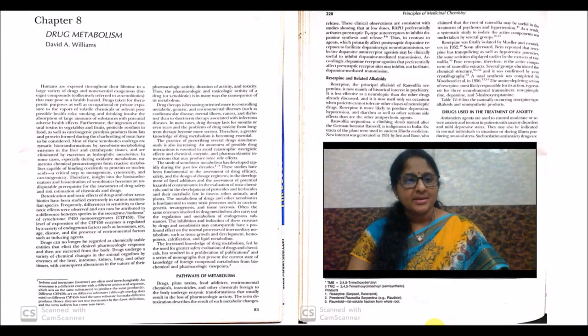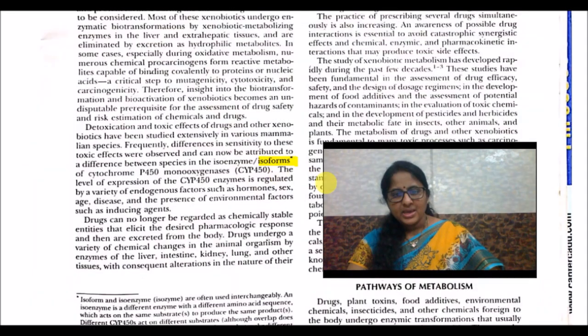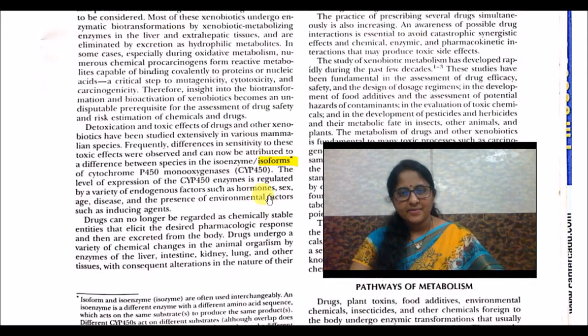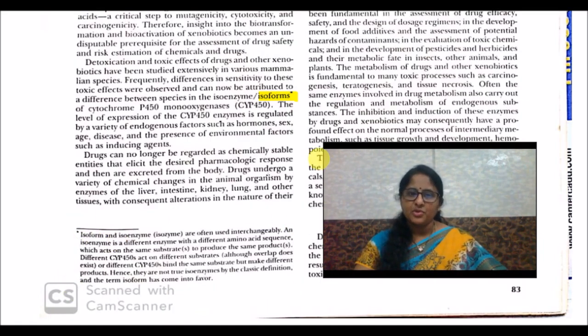See here, it is a book chapter. The name is Drug Metabolism. Now I will show you about footnote. Okay, if you see here, you can see a star mark or asterisk after a word, that is isoform. And the cited information is given at the bottom of the same page. So this is called footnote. Footnote always appears at the bottom of the same page.